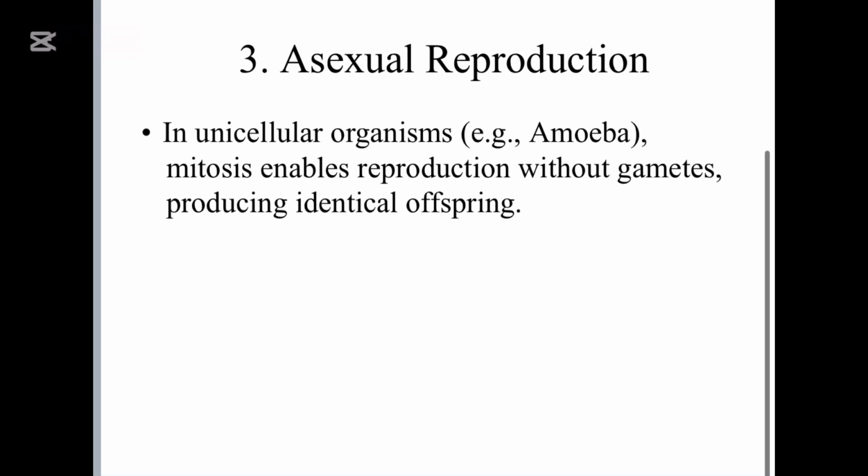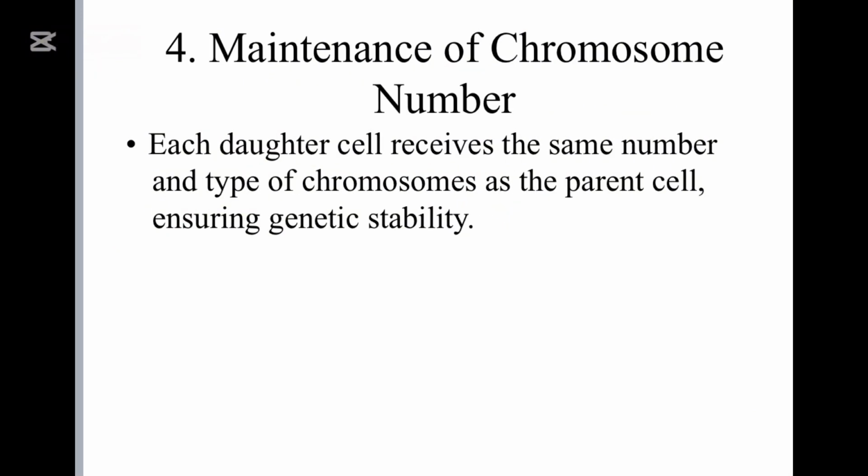Number 3, asexual reproduction. In unicellular organisms such as amoeba, mitosis enables reproduction without gametes, producing two identical offspring. Going to number 4, it also helps in the maintenance of chromosome number. That is to say, each daughter cell receives the same number and type of chromosomes as the parent cell, ensuring genetic stability. Whatever genetic material the parents possess, the daughter cells also possess.